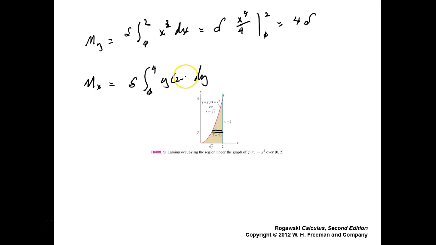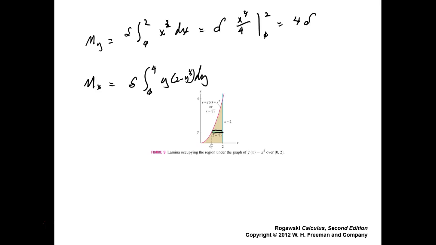Y to the 1/2, right? Not negative 1/2. Okay, that's how far you are. Remember, what you're doing is mass times distance, with respect to the x-axis. So the distance from the x-axis is your y, and the mass is your length times width. Length is 2 minus square root of y times dy. Right? That answer it? Okay.